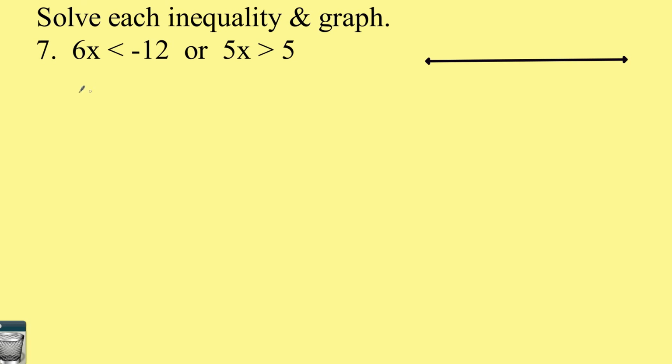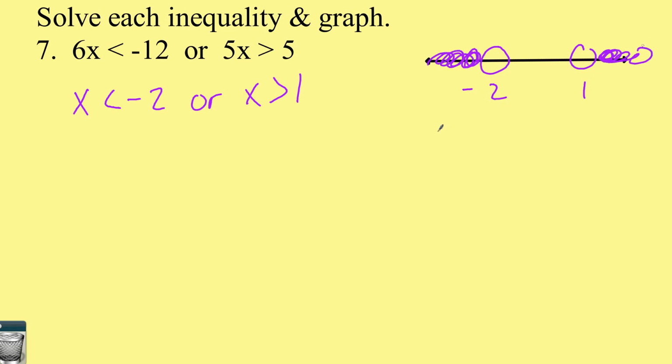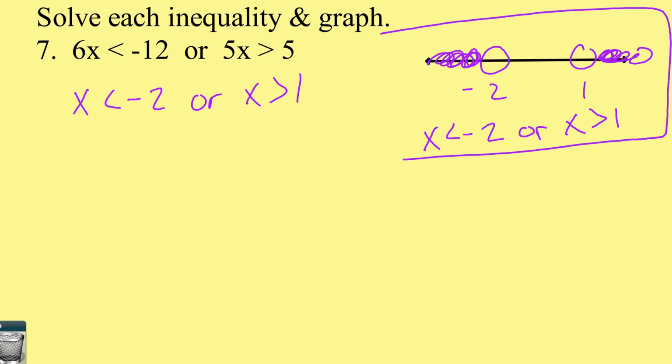Number 7, we get x is less than negative 2, or x is greater than 1. All right, we put negative 2, 1. Or statement, shade what it says. Less than negative 2, greater than 1. So we leave our answer as that. And there's our graphed answer.